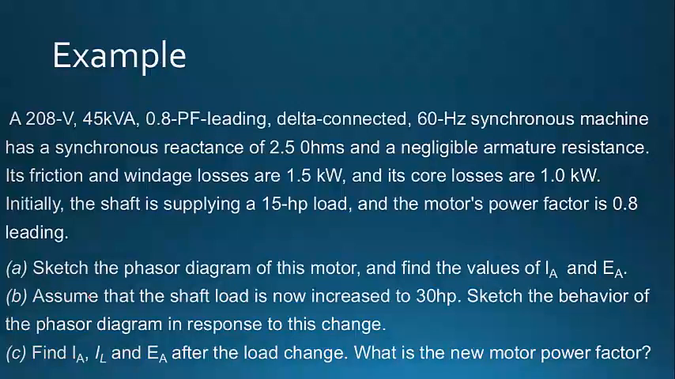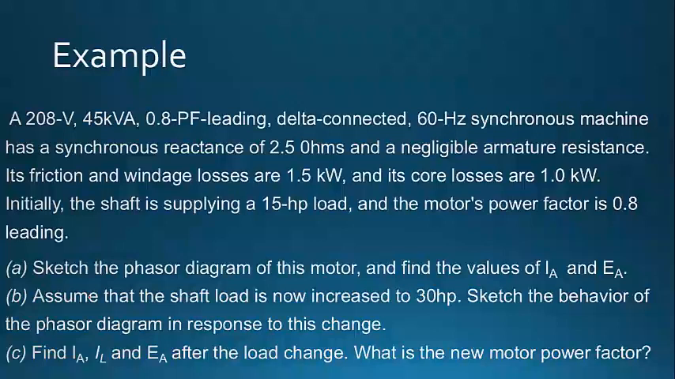The question says that a 208 volts, 45 kVA, 0.8 power factor leading, Delta connected, 60 Hz synchronous machine has a synchronous reactance of 2.5 ohms and negligible armature resistance. Its friction and windage losses are 1.5 kilowatts and its core losses are 1.0 kilowatts. Initially, the shaft is supplying 15 horsepower and the motor's power factor is 0.8 leading. So this is the question.